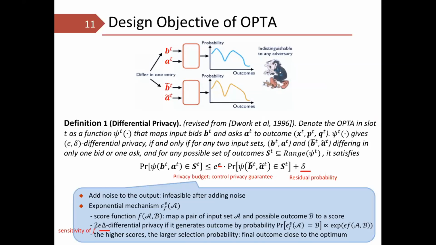There are two ways to achieve differential privacy. The first is to add noise to the output, but this might not be feasible after adding noise. The second is to introduce randomization to the output via the exponential mechanism. The output is randomly selected through a score function F(A, B), mapping a pair of input A and possible outcome B to a real-valued score. The mechanism gives epsilon-delta differential privacy if it randomly generates the outcome based on such exponential probability.